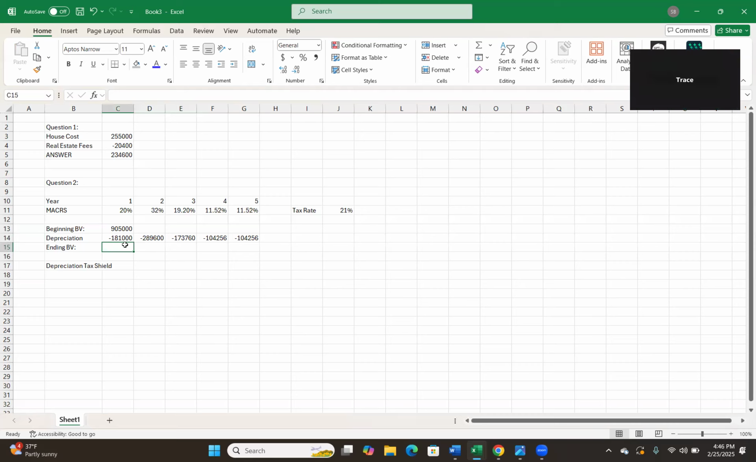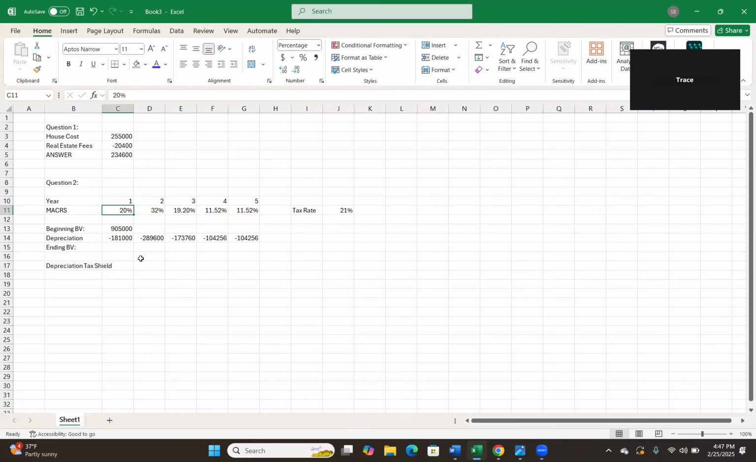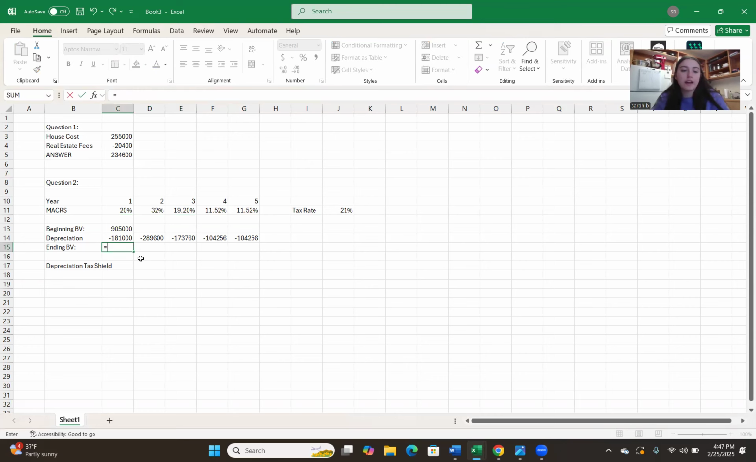Wait, so which one do we need to lock? You need to lock the initial investment. So you're depreciating this percentage from your initial investment every year. So it's the 950,000. Yes. I mean, yeah, okay. Yeah, the 905. Yep. So I'm gonna sum these.